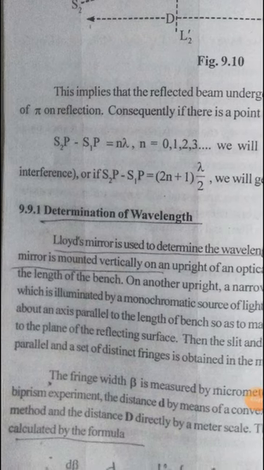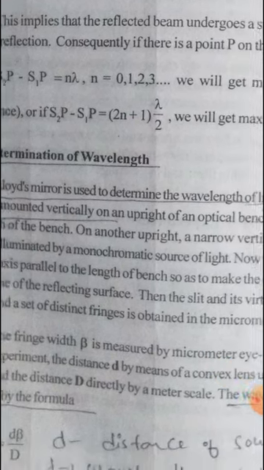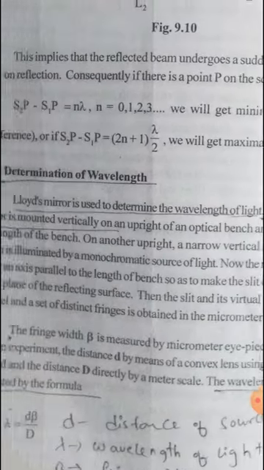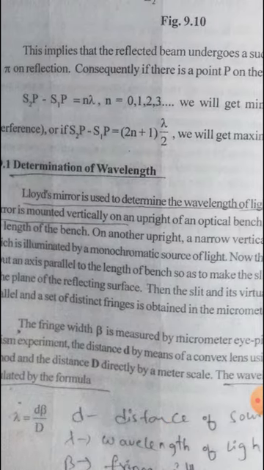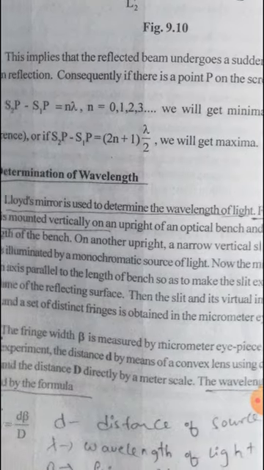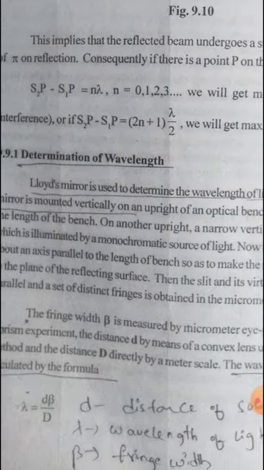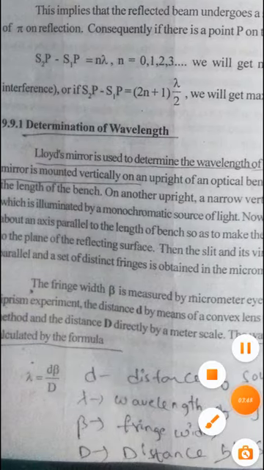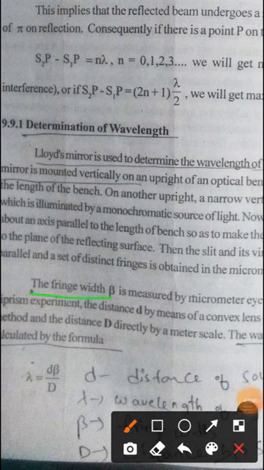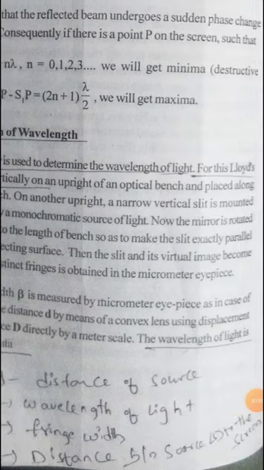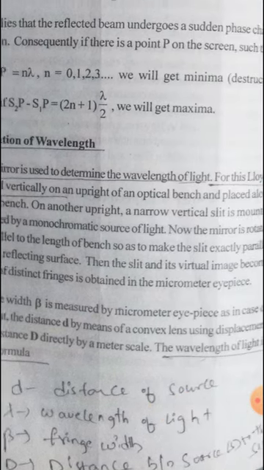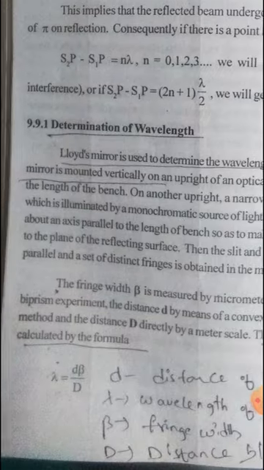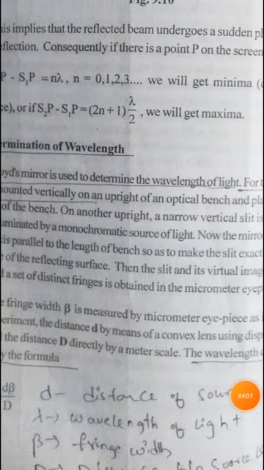Determination of wavelength: Lloyd's mirror is used to determine the wavelength of light. For this, Lloyd's mirror is mounted vertically on an upright of an optical bench. The fringe width beta is measured using a micrometer eyepiece, as in the case of the biprism experiment. The distance d is measured by means of a convex lens using the displacement method, and distance D directly by meter scale.